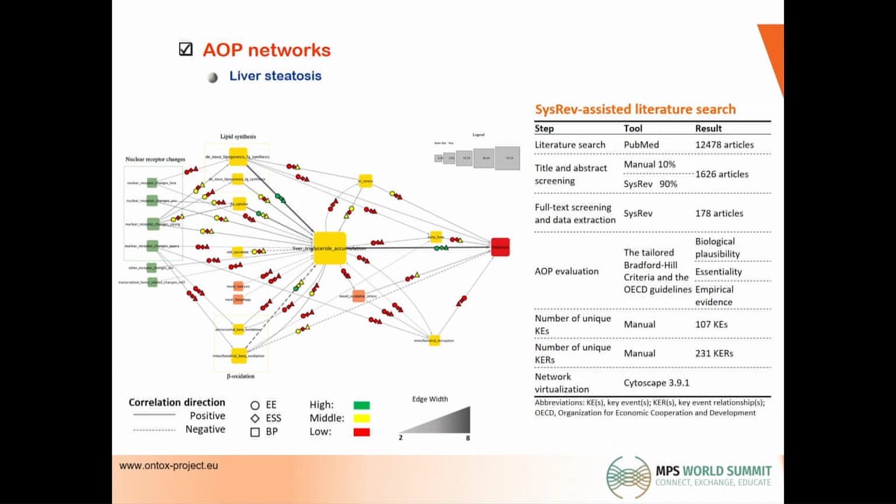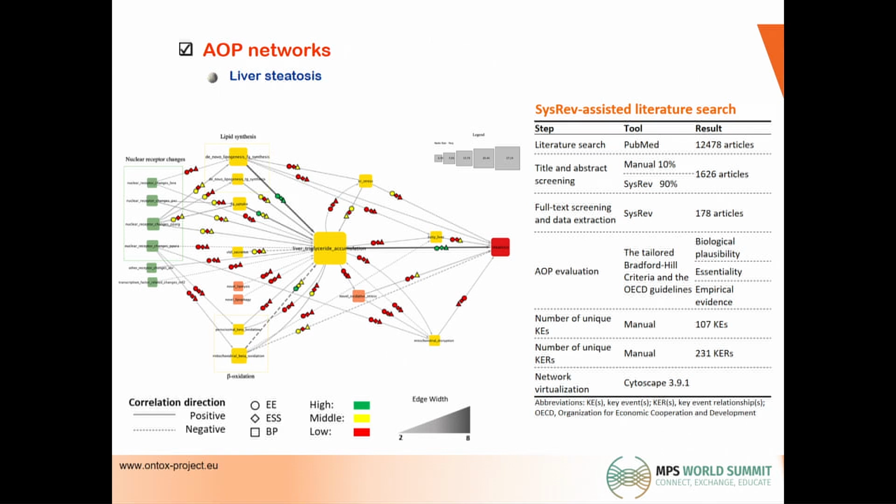I don't have the time to go through this in detail, but basically this comes down to answering a number of questions that relate to the biological plausibility, the essentiality, and the empirical evidence of all of the data that have been serving as the basis for optimizing the AOP. And as a kind of novel aspect, if you will, in Ontox, what we also did here is we visualized the outcome of this AOP evaluation exercise. So for instance here, the size of the edges is reflecting the essentiality of the key events.